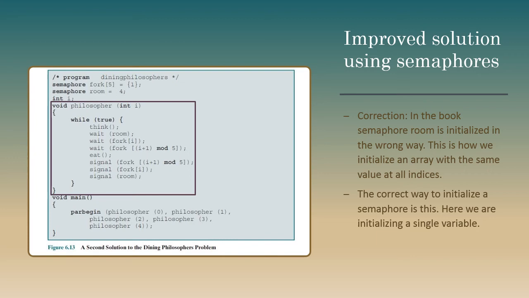Once the philosopher has done eating, there is no reason for the philosopher to stay in the dining room. So the attendant asks the philosopher to leave the dining room, and the philosopher does so by signaling at the room semaphore, after which it loops back in the while true loop.